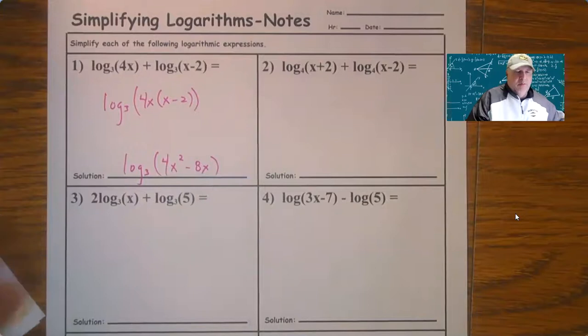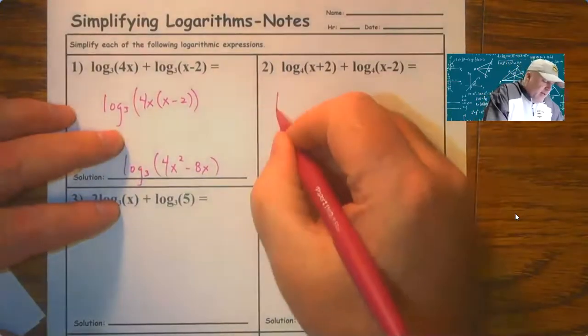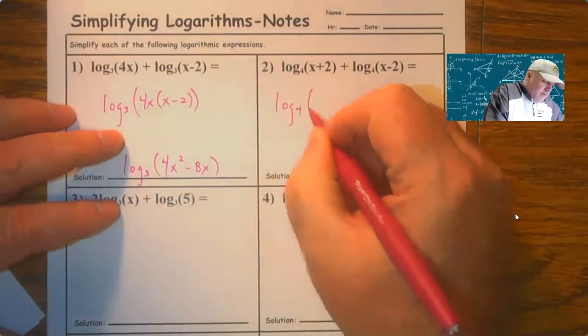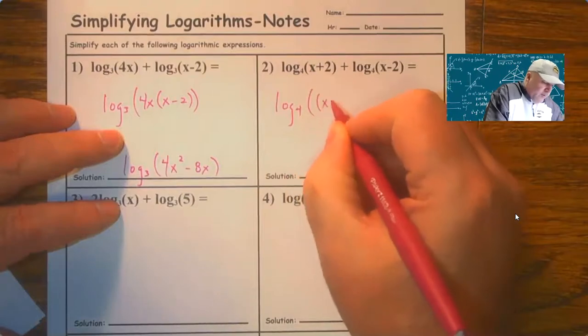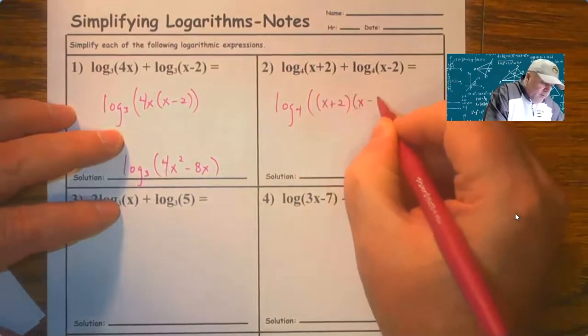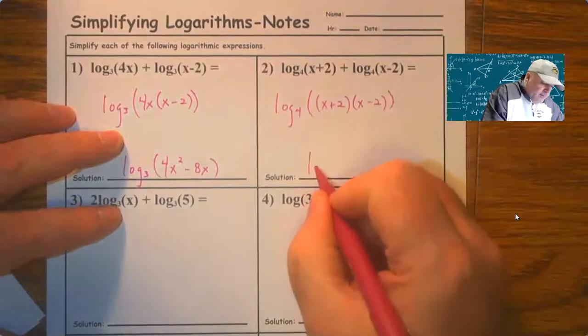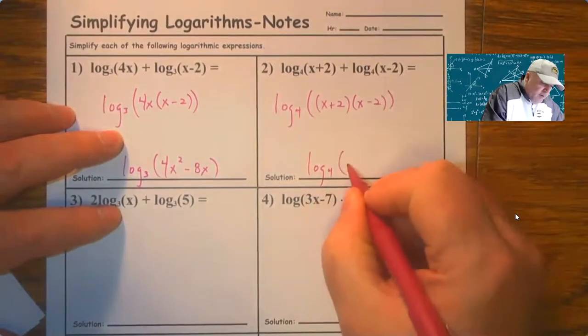All right, so we're adding again here on number 2. So that means we're going to multiply what's inside the parentheses. So we have x plus 2 times x minus 2. So that's a FOIL product, which you should be very good with now.